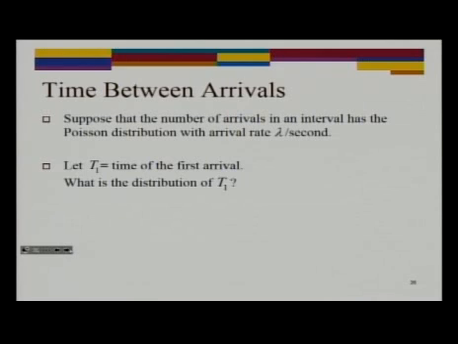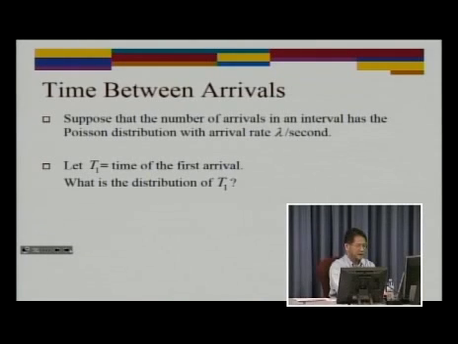Okay, now let's talk about the exponential distribution. Okay? Suppose that the number of arrivals in an interval has the Poisson distribution with arrival rate lambda per second. Then we let T_1 be the time of the first arrival. Then what is the distribution of T_1? Let me just tell you the result first. The answer is the exponential distribution. Okay?